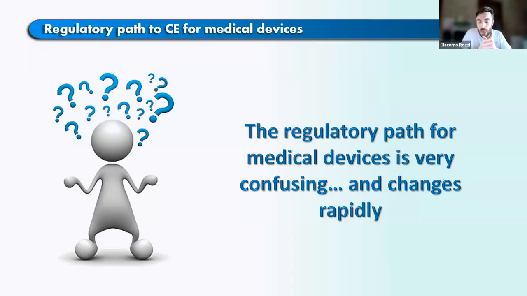So we were very confused about it, because for the regulatory path you don't have a list saying you have to do this, this, and this, and point A costs X, point B costs X, and point C costs X. No, it's not like this. It's very weird to understand how the regulatory path works.